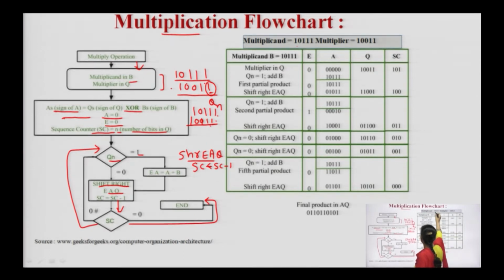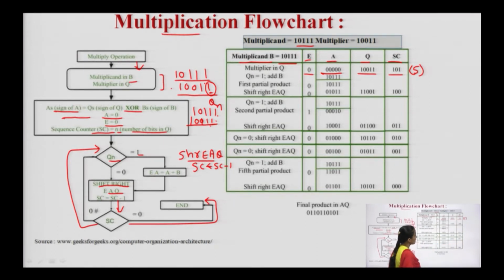So, if we take the example of multiplying 10111 with 10011, we need to check the values of E, A, Q and SC. These 4 registers will be changed in my ALU. Initially, multiplicand B is 10111, E is 0 as per the initial conditions in the flow chart, A is 5 times 0 and Q is 10011. Depending upon this Q, my sequence counter is set to 5.